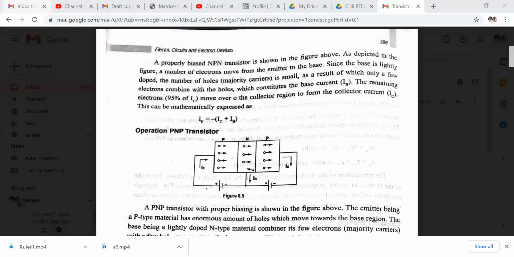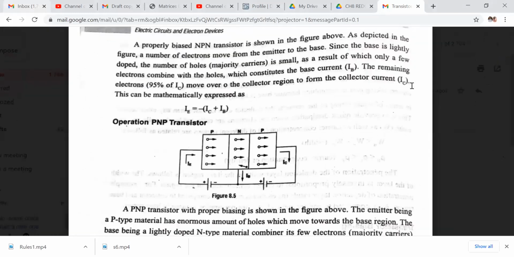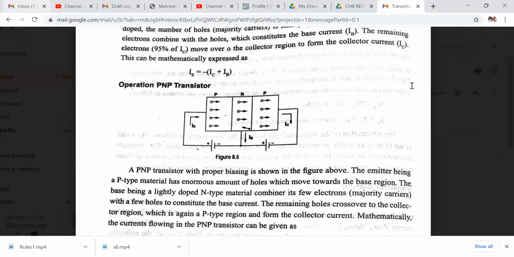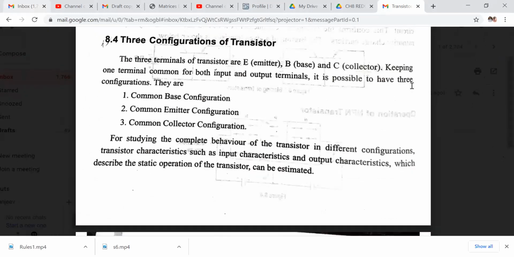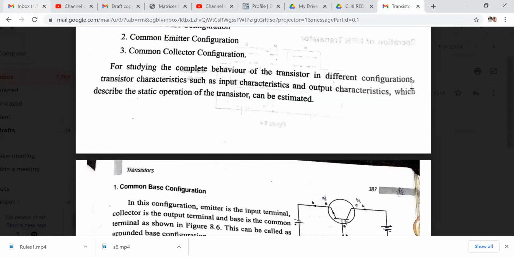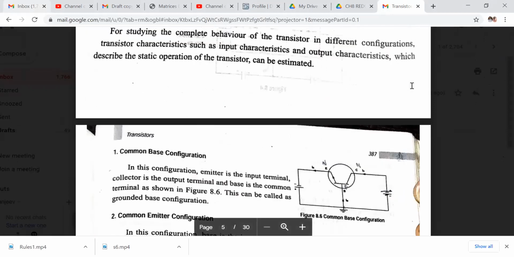So if it is a PNP transistor, first we will draw what? This diagram we will draw. Correct? Not the topmost thing. So it is done. Suppose if it is, sir, common base, in this transistor it has 3 regions, right? Emitter. Wait, let me complete first.